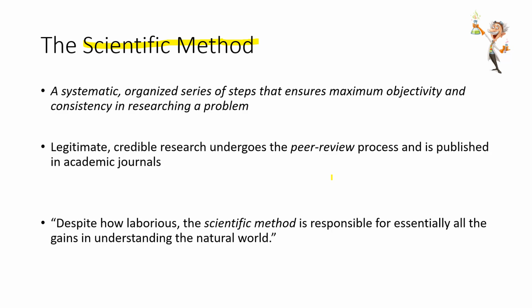The scientific method, defined as the systematic, organized series of steps that assures maximum objectivity and consistency in researching a problem. And we would use a miniature version of the scientific method when we are analyzing our paper topic. We want to use legitimate, credible research that undergoes the peer review process that is published in academic journals. Those are going to be our primary sources for our scientific analysis of this topic.